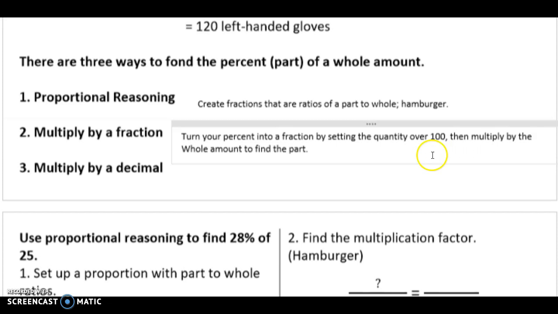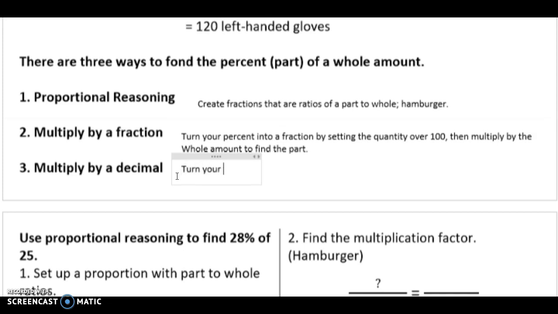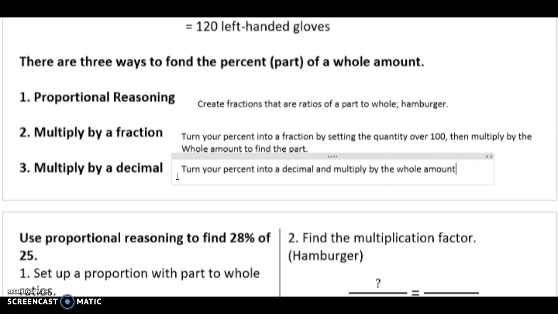Alright, and then to multiply by a decimal, turn your percent into a decimal by following your equivalent triangle and multiply by the whole amount. Now when you multiply by a fraction and then multiply by a decimal, you're always multiplying that by the whole amount in order to find a part.